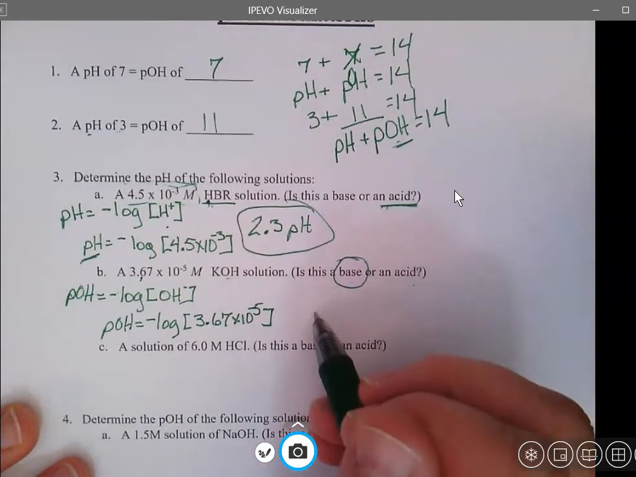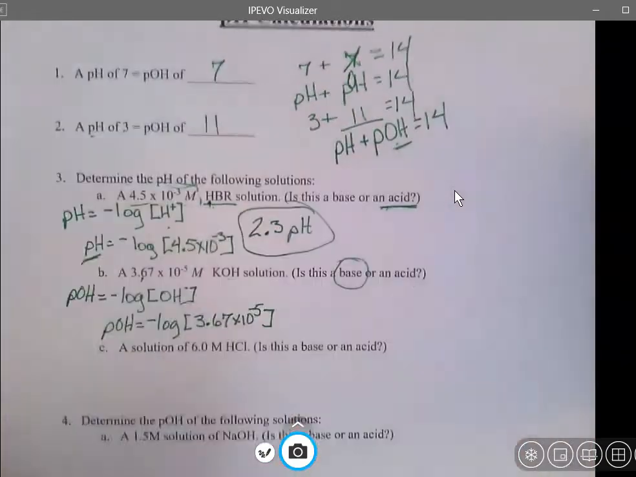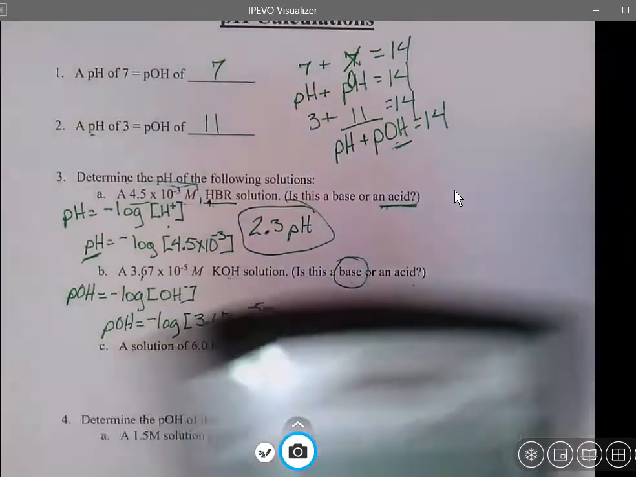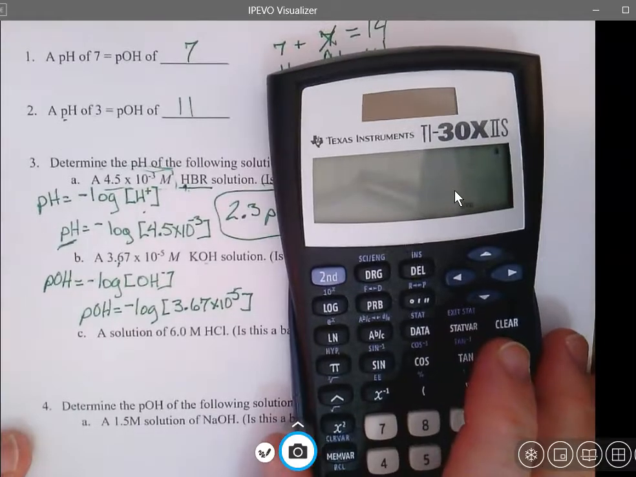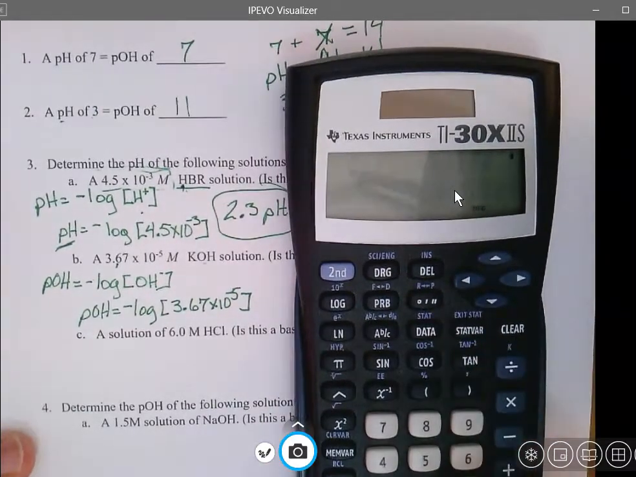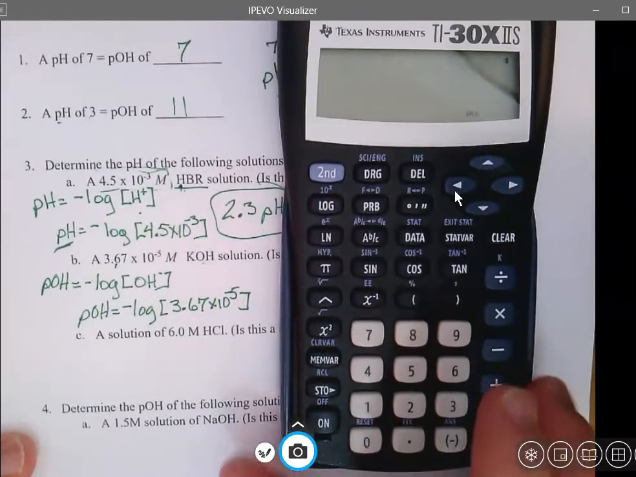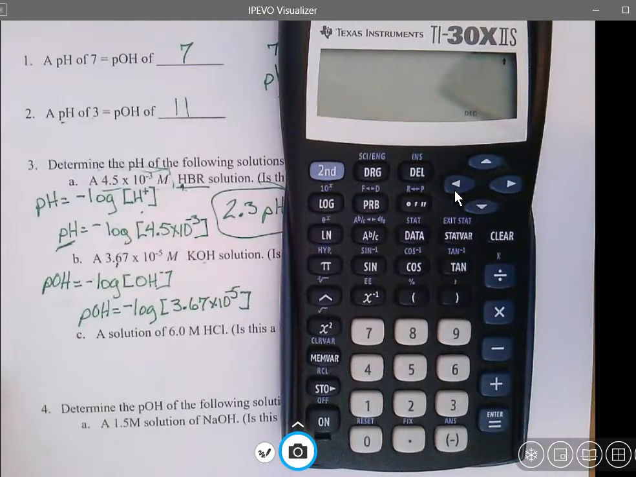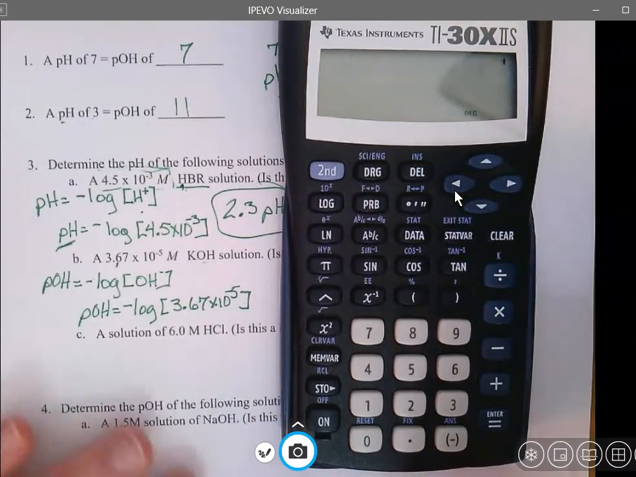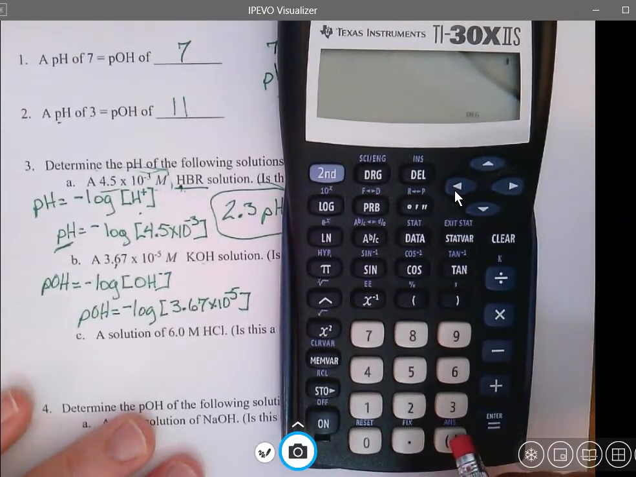And away we go with that. We're going to plug this back into the calculator. Okay, so once again, hit the negative button for the negative log. Don't forget the negative log. You will get some numbers that you're not expecting.